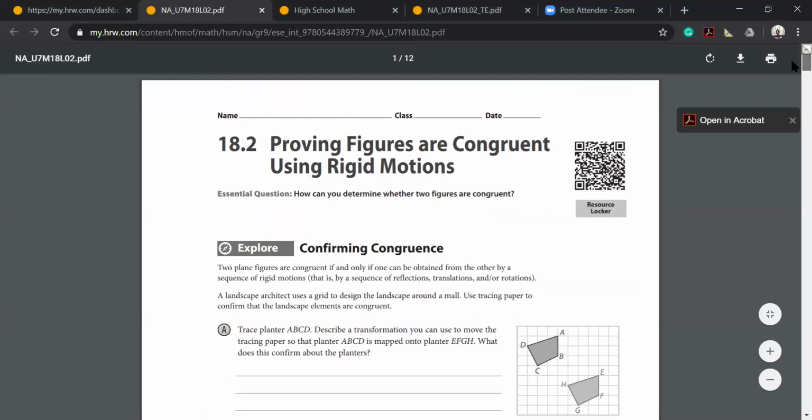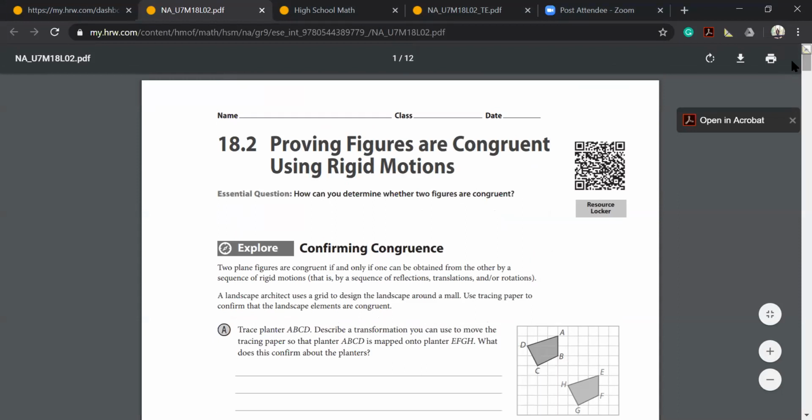Okay, let's start the new lesson, lesson 18.2, proving figures are congruent using rigid motions. We said, what is congruent? Congruent means two figures having the same everything, equal length, equal angles, same figure, same everything. And congruent figures come from rigid motion.